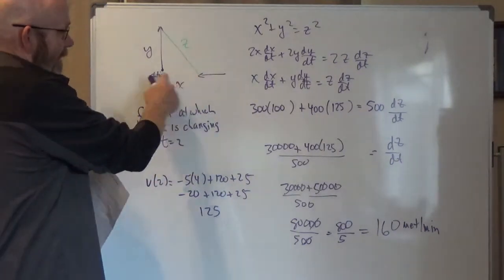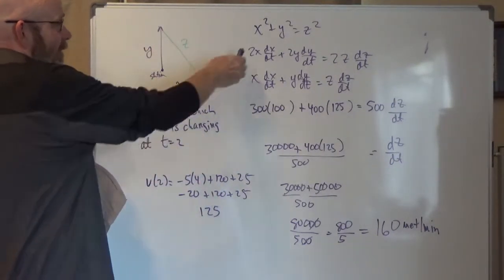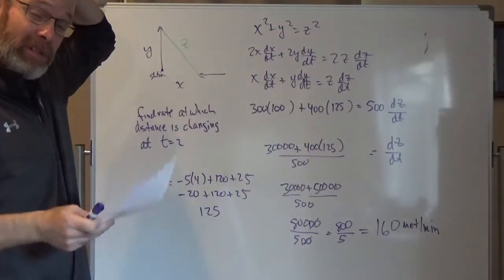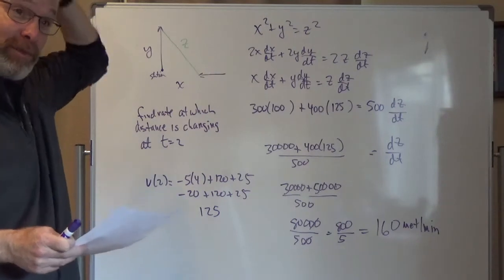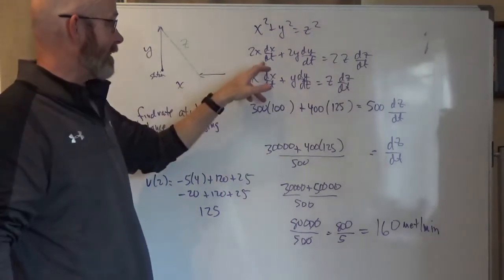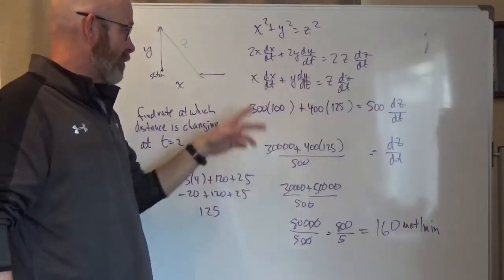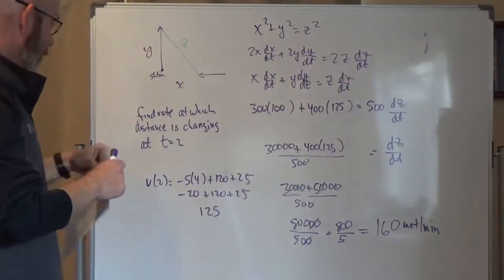So x is this distance here, y is this, z, so x squared plus y squared equals z squared. We're looking for the rate of change of the distance, which is z. It's just a pretty straightforward related rate. It's been a long time since we've done related rates, I know. 2x dx/dt plus 2y dy/dt equals 2z dz/dt. Cancel out the 2's, x, y, and z.